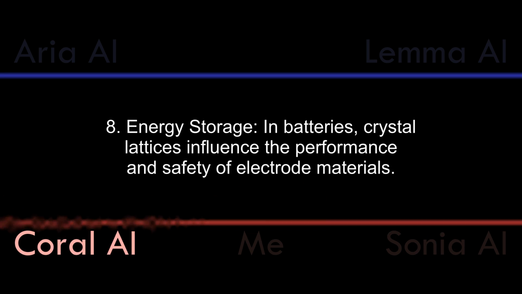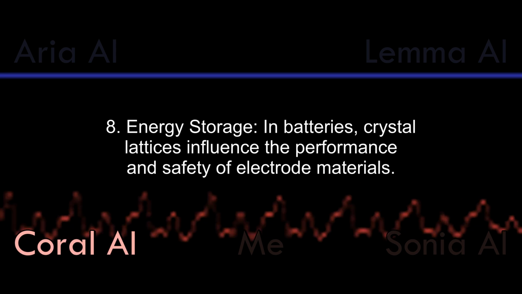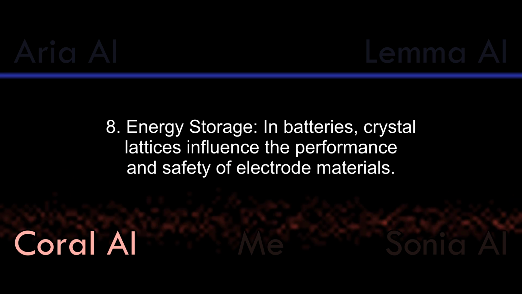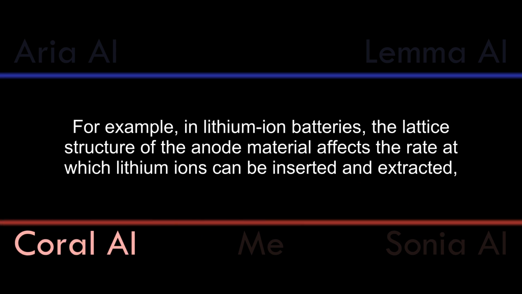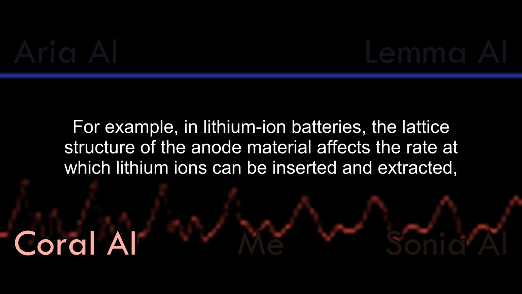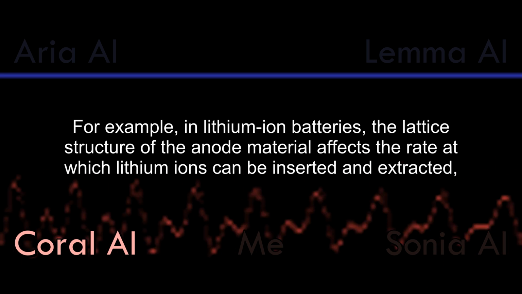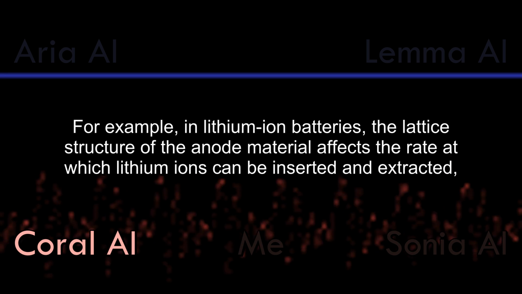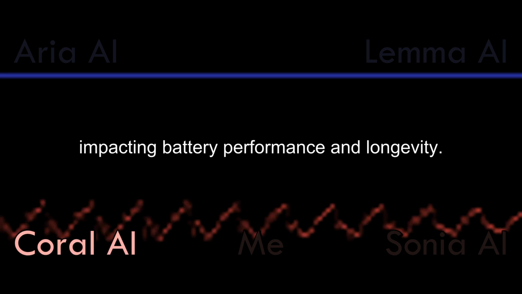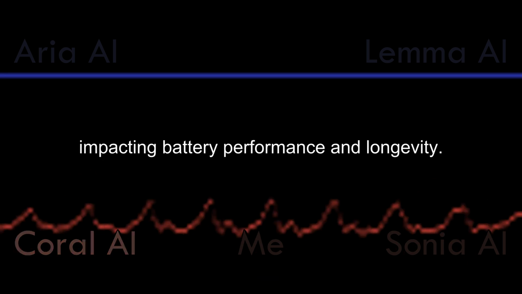8. Energy storage in batteries. Crystal lattices influence the performance and safety of electrode materials. For example, in lithium-ion batteries, the lattice structure of the anode material affects the rate at which lithium ions can be inserted and extracted, impacting battery performance and longevity.